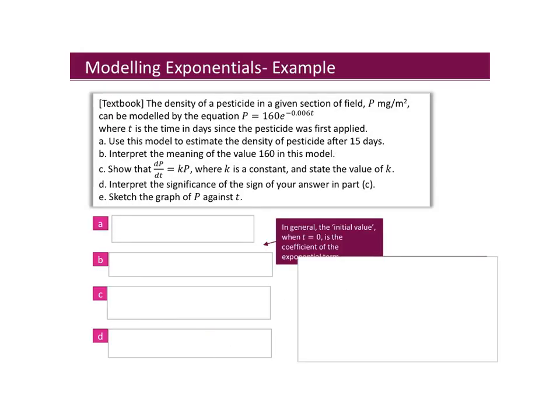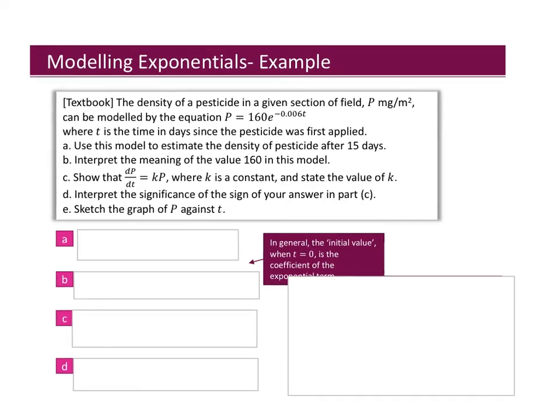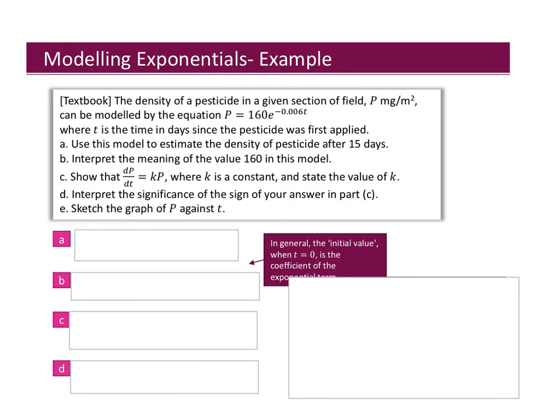Right then, here is an example for us to look at. The density of pesticide in a given section of a field, P, in milligrams per meter squared, can be modelled by the equation P equals 160e to the power of minus 0.006t, where t is the time in days since the pesticide was first applied. Use this model to estimate the density of pesticide after 15 days.